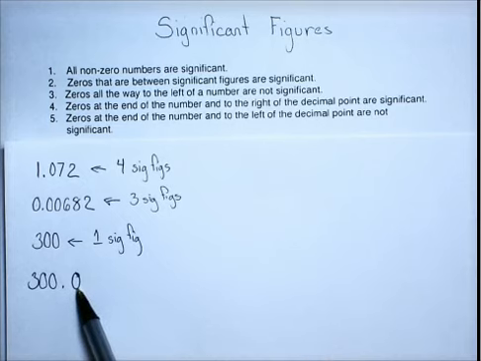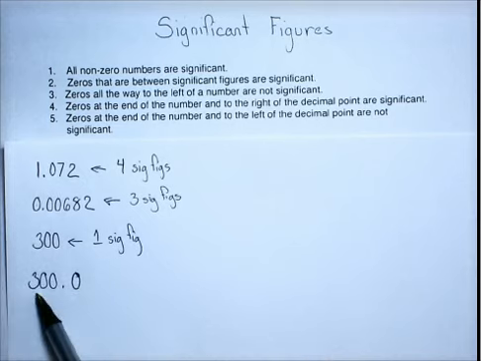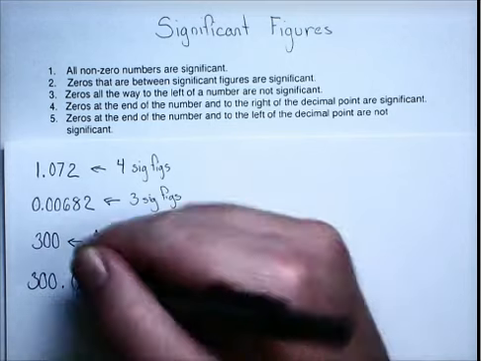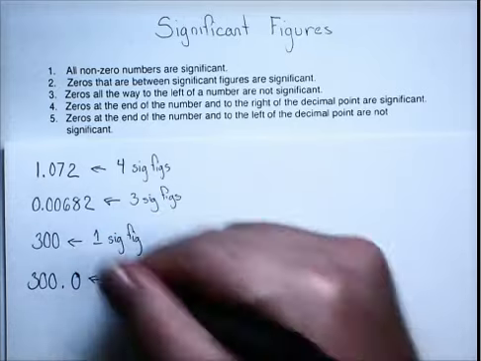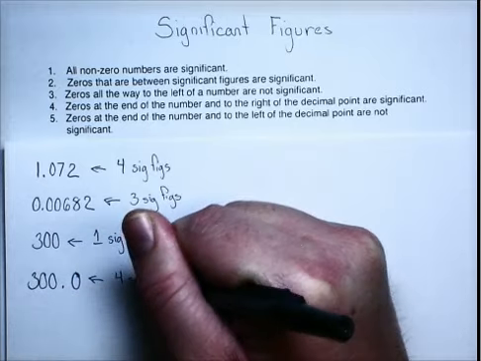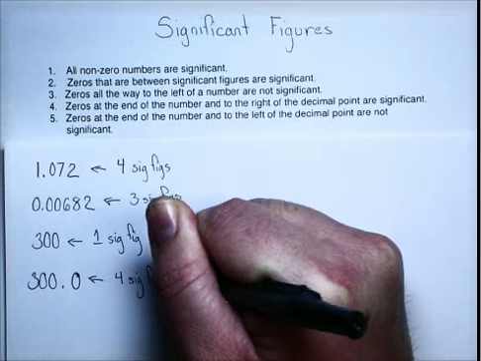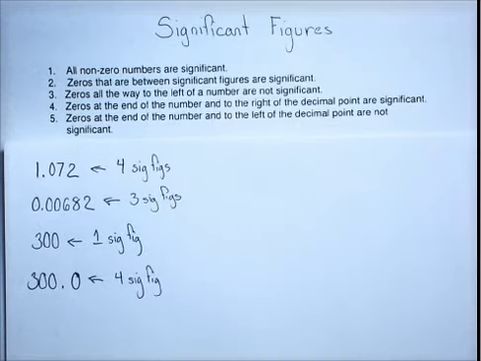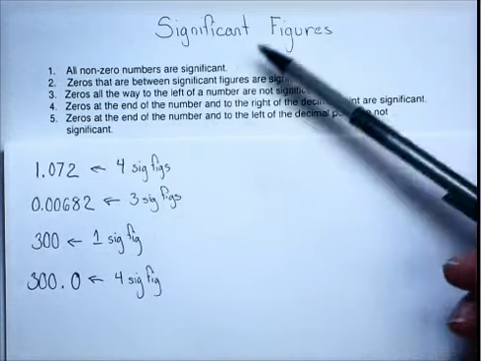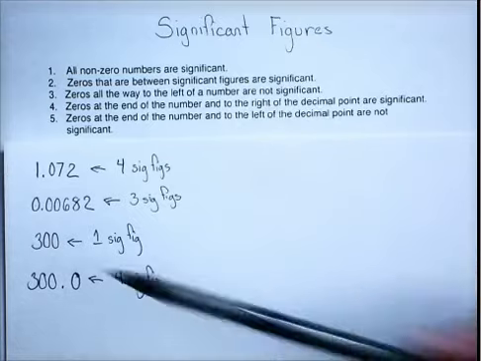That means that 0 is significant, and that 3 is significant, and now these fall in between two significant figures. And so this would have 4 significant figures. So now we know how to count these. We can just use these rules and apply those rules, and we can count them.